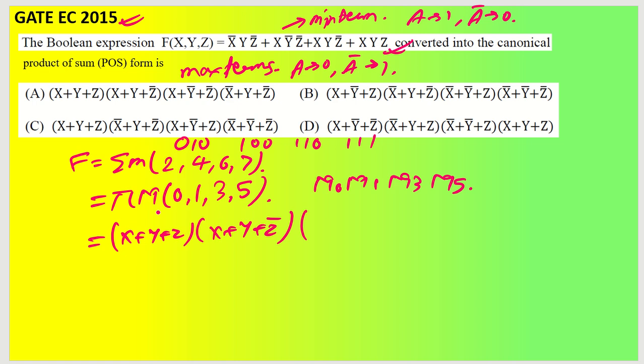So 3 is 0 1 1, that is x plus y bar plus z bar, because both the last terms should be 1 1. And 5 is 1 0 1, that is going to be x bar plus y plus z bar. So if you relate this, you are going to get the terms as a, right? So x bar plus y plus z bar is this one, like this.